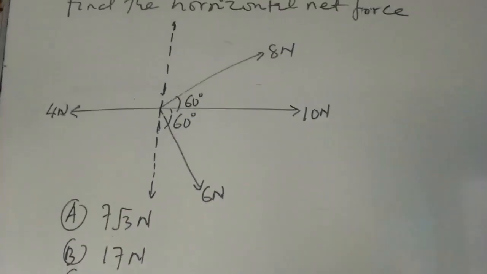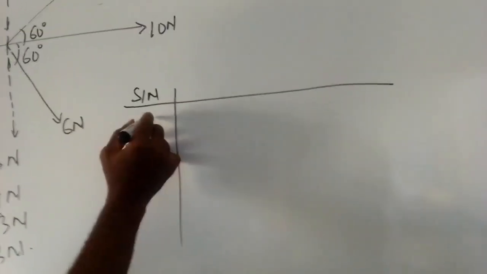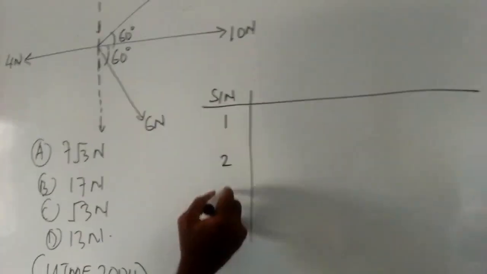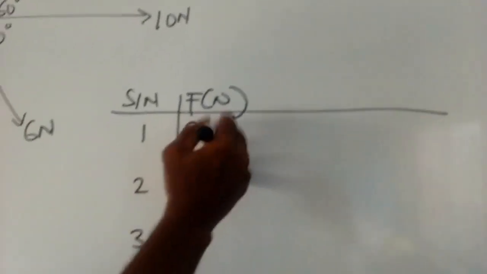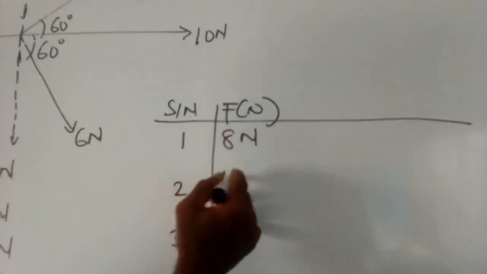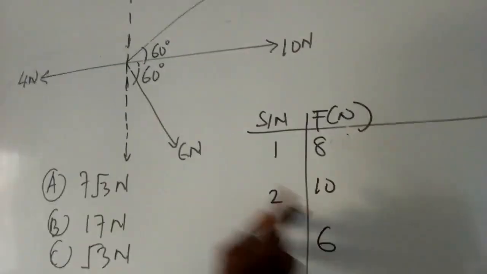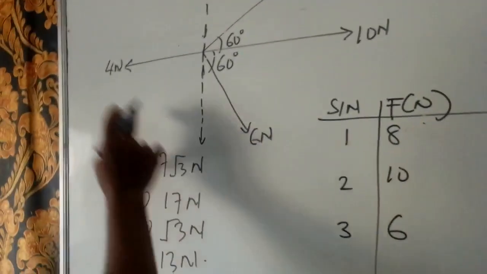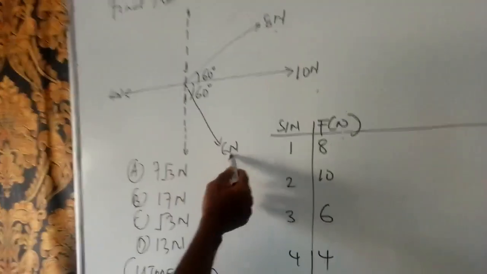For the solution, down here I'll draw a table: serial number, the forces. There are 4 of them: 1, 2, 3, and 4. Then the forces, moving clockwise: the first is 8 Newton, the second is 10 Newton, 6 Newton again, and then 4 Newton. 8, 10, 6, and 4.